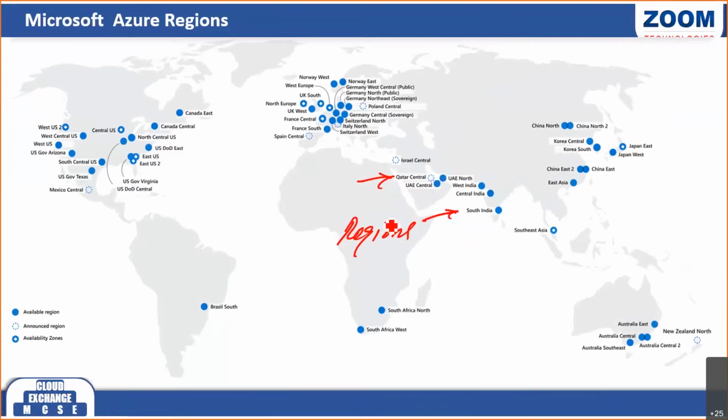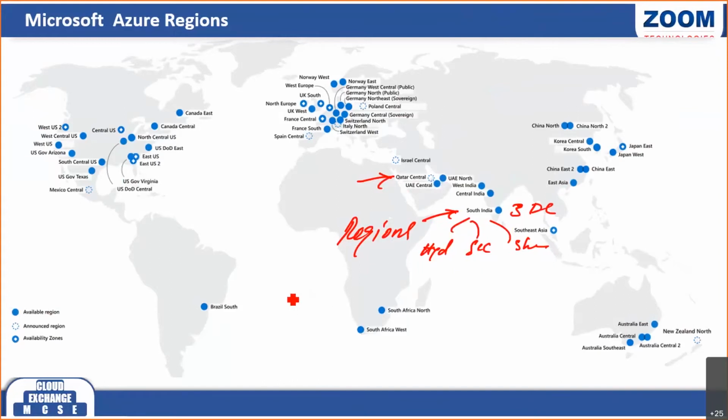I'm talking about one region. South India is one region. So does it mean in South India we have only 1 data center? No, guys. In South India, for example, we may have 3 data centers. One is, for example, in Hyderabad, one in Secunderabad, and one in some other place 30 or 50 kilometers away, for example Shamshabad. So we have 3 data centers.